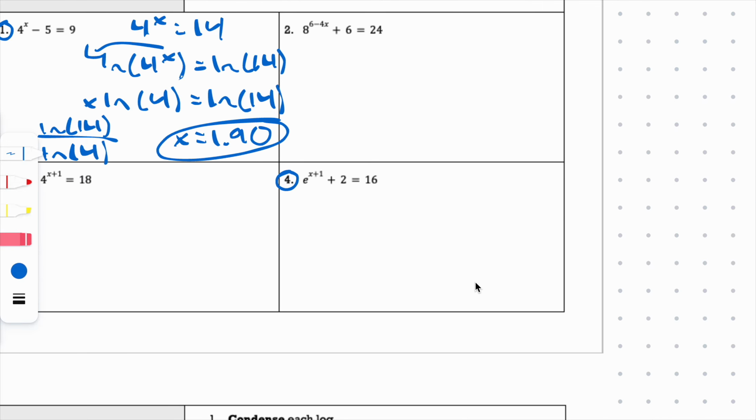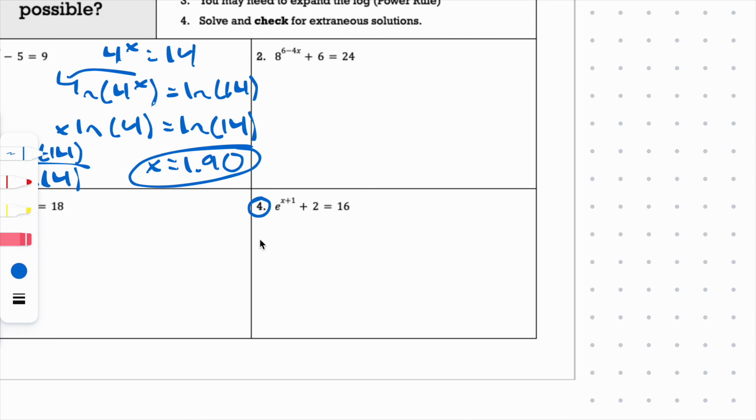Okay, so now let's do number 4. Okay, so we want to isolate our exponential expression, and so we want to subtract 2 from both sides. So we get e to the x plus 1 power equals 16 minus 2, which is 14. So now we want to take the natural log of both sides. So ln of e to the x plus 1 power equals ln of 14.